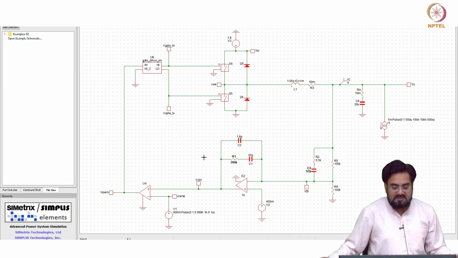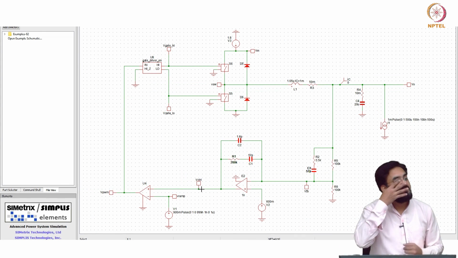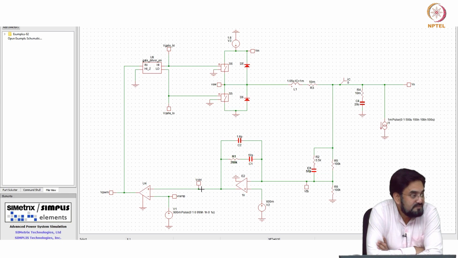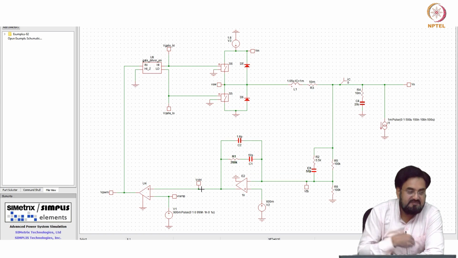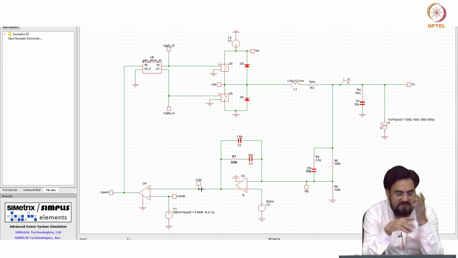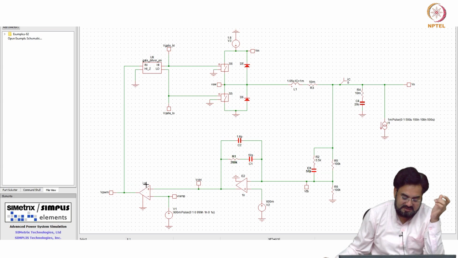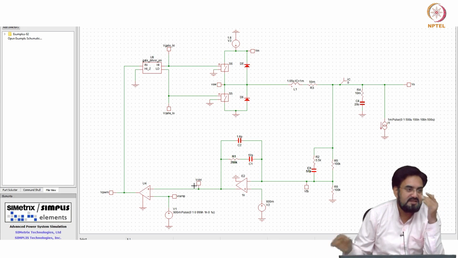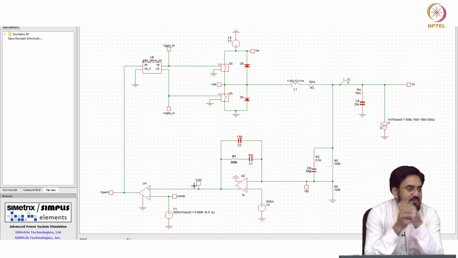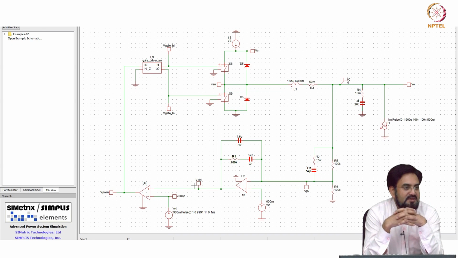So why do we care about this ripple? It will not affect your duty cycle, you could say. The reason is that the ripple is coming at the same frequency as your PWM, so your sawtooth and this comparator will sample. If you compare your control voltage with the sawtooth, it will always cross at the same point. It does not matter how large the ripple is. Then why do we care about this?